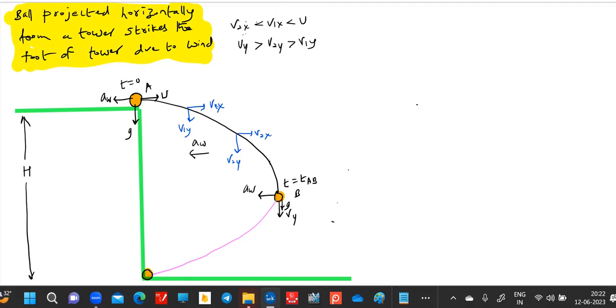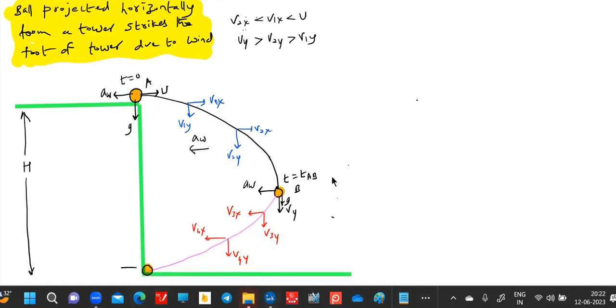So how will the velocities be here? Again it will have v3y, v3x, v4y, v4x, and finally it will strike the tower. Let the condition be: let me put vx, and let this be vy.